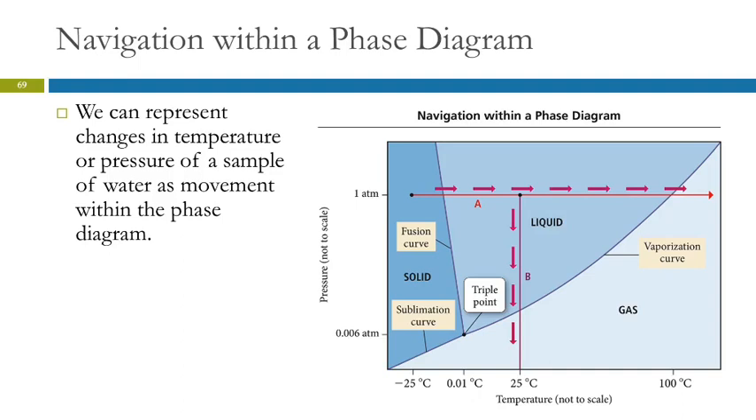If you have solid ice and you increase the pressure at a given temperature, you can cause the liquid to form. You can cause the ice to melt. This is how ice skates work. This is part of why ice is so slippery.